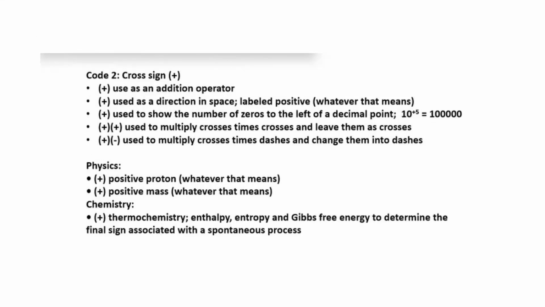Code 2, the cross sign, a plus. Used as an addition operator, used as a direction in space labeled positive, whatever that means, used to show the number of zeros to the left of a decimal point, used to multiply crosses times crosses and leaves them as crosses, and used to multiply crosses times dashes and change them into dashes. In physics, a positive proton, whatever that means, and a positive mass, whatever that means. In chemistry, again, thermal chemistry, enthalpy, entropy, and Gibbs free energy determine the final sign associated with a spontaneous process.